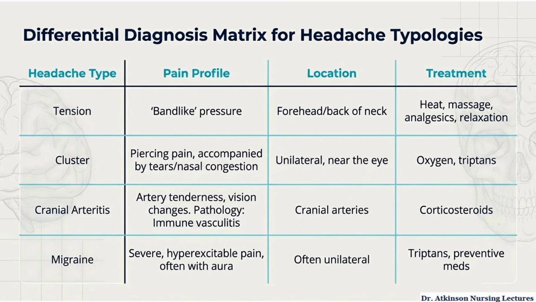Then we have cranial arteritis, also called temporal arteritis. This is important because it can threaten vision. Patients may have temporal artery tenderness, jaw pain, vision changes, and systemic symptoms. This is an inflammatory vasculitis, and corticosteroids are the primary treatment. And finally, migraines, which are often unilateral, throbbing, associated with nausea, photophobia, phonophobia, and sometimes aura. Treatment includes abortive medications like triptans and preventive therapies for recurrent migraines.